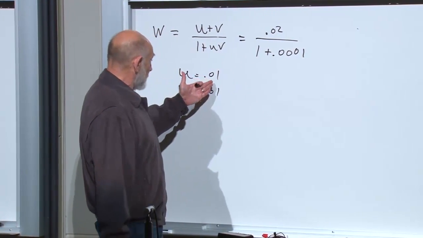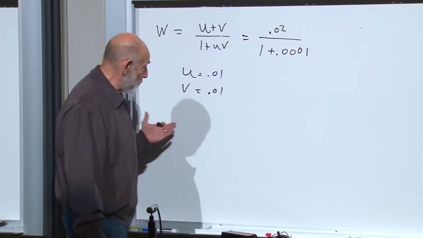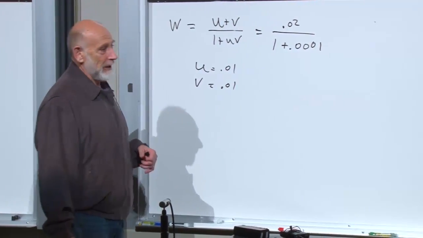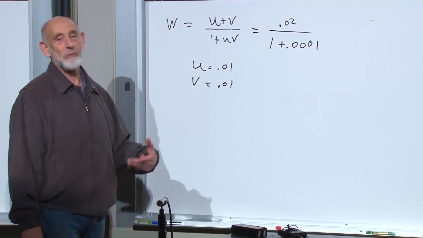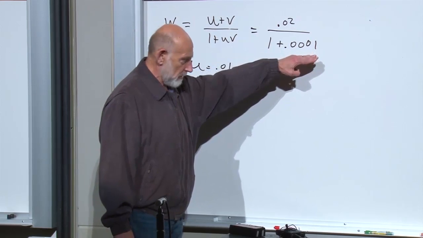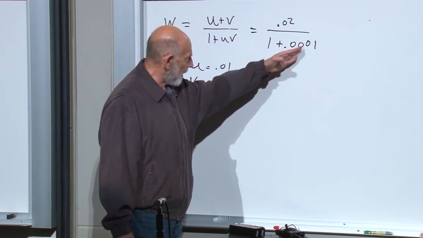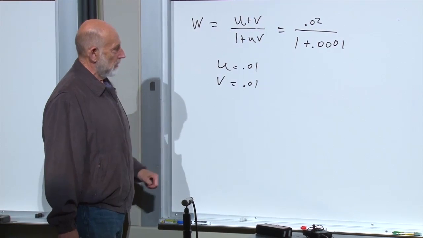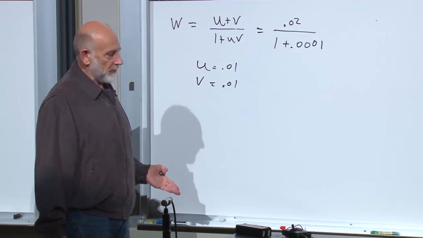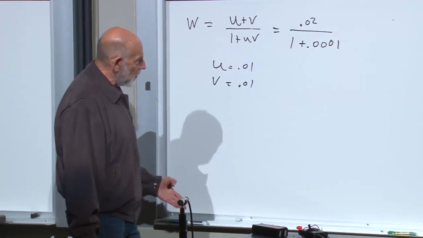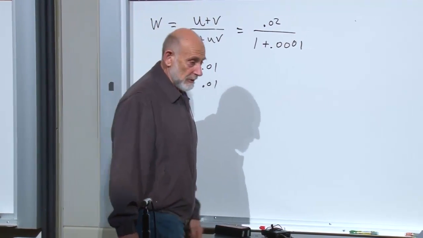Now, this is a very sizable velocity, incidentally. u being 1% of the speed of light is damn fast. It's not 3 times 10 to the 8th, it's 3 times 10 to the 6th meters per second. So this is pretty fast, but the correction is small. 1 plus something. Notice the answer is a little bit smaller than what Newton would have estimated. This number here is a little bit bigger than 1, and so in the denominator it's a little bit smaller.